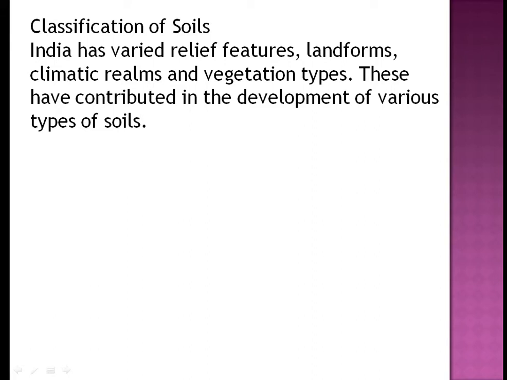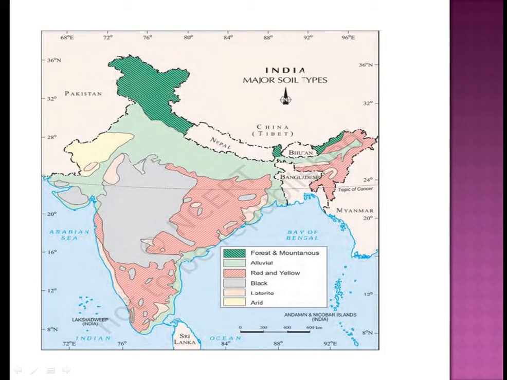India has wide relief features, landforms, climatic regimes and vegetation types, and they contributed to the development of various types of soil. This topic we already covered in the previous presentation. Just to highlight the 6 major types of soil, India's major soil types. In the key feature you can see the greenish part which talks about the forest and mountain soil.